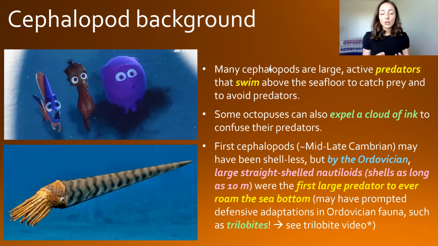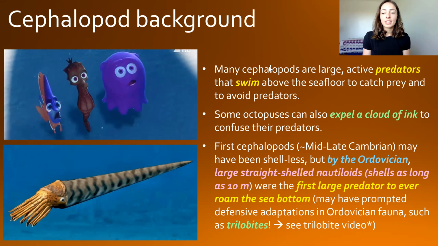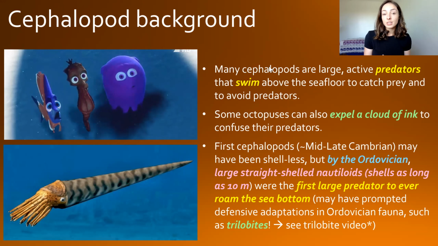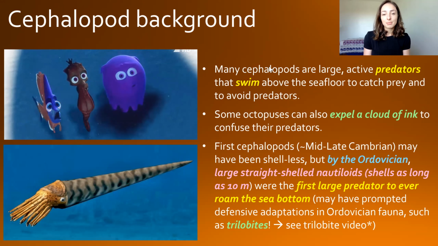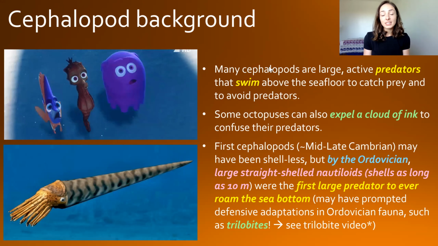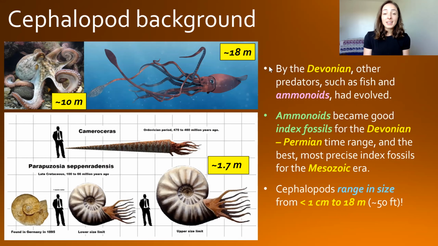In terms of the first, most primitive cephalopods, which evolved likely in the mid to late Cambrian period, they may have been shell-less like octopuses and most squids that we see today, but by the Ordovician, large straight-shelled nautiloids reaching as long as 10 meters in length were the first large predators to ever roam the deep sea. This may have prompted defensive adaptations that we see in other Ordovician fauna, such as the trilobites. And by the Devonian, other predators such as fish and ammonoids had evolved to join the nautiloids in pushing those defensive adaptations in other fauna.